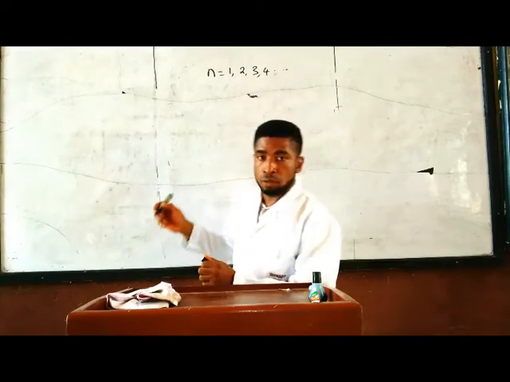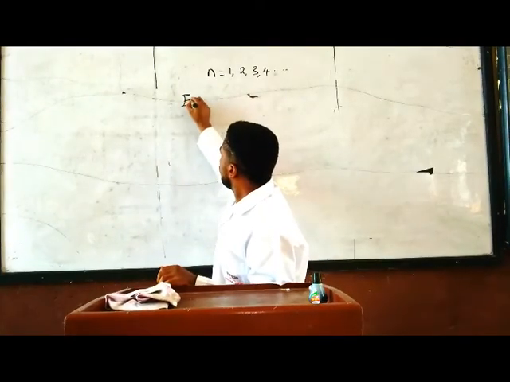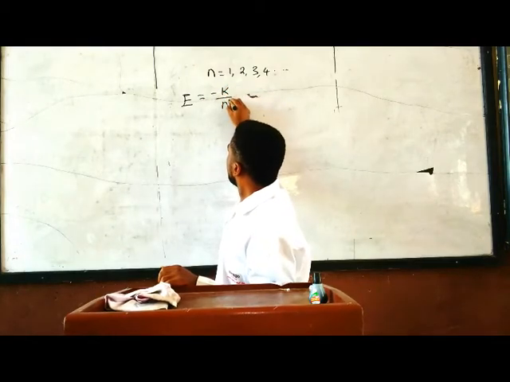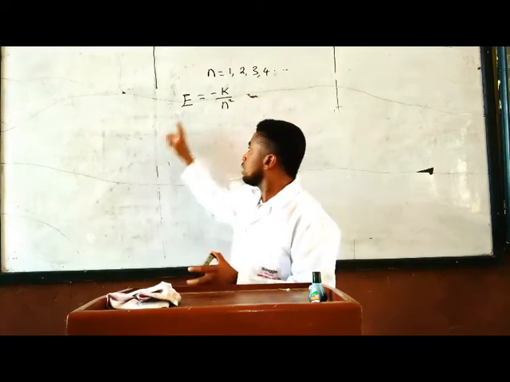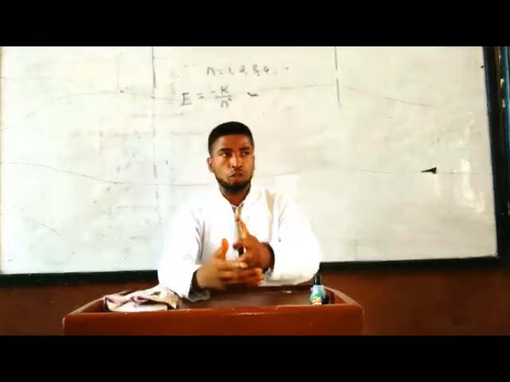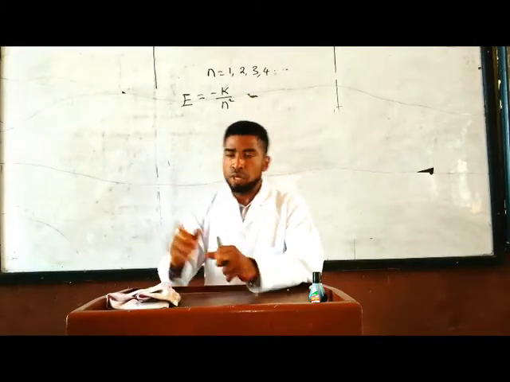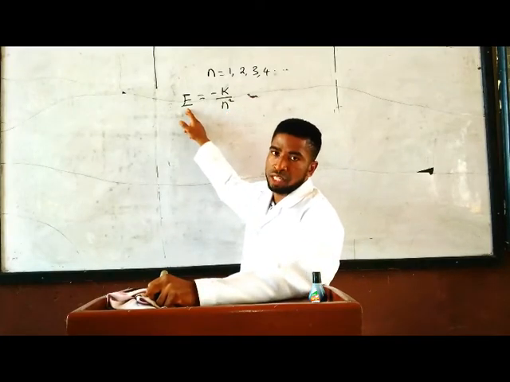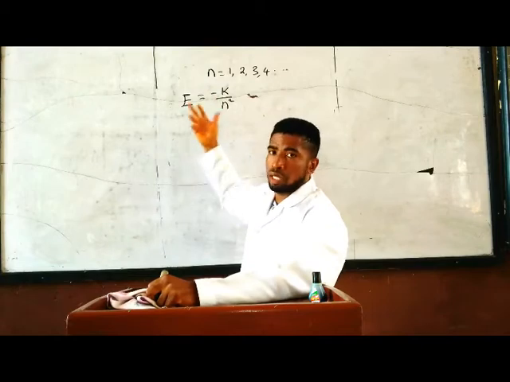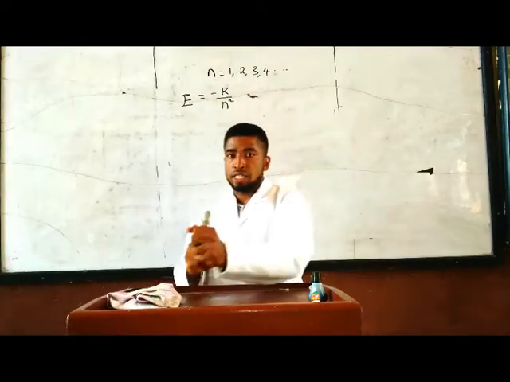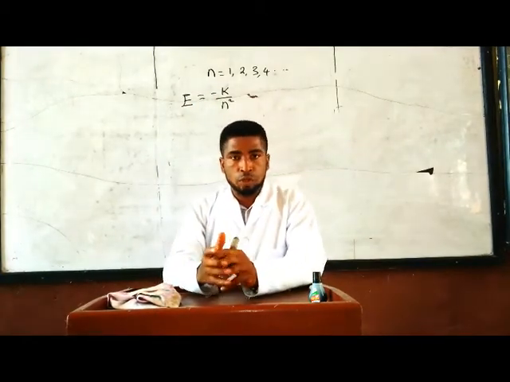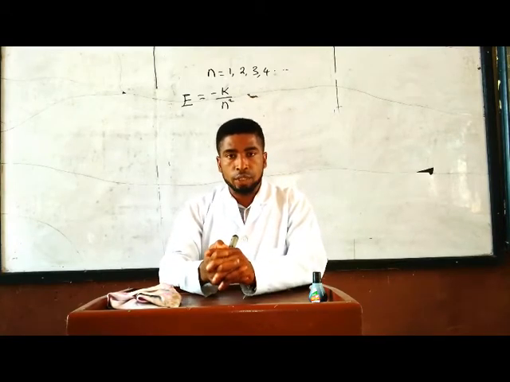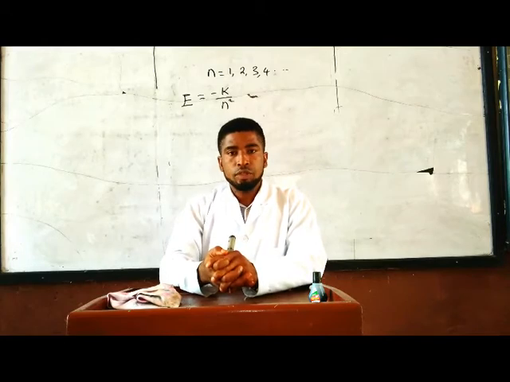How? Now take a look. E is equals to minus k over n squared, where E is the energy of the electron. So with the principal quantum number, you can find the energy of the electron. K is a constant. So that's why I said that the principal quantum number is used to determine the major energy level of an electron in an atom.